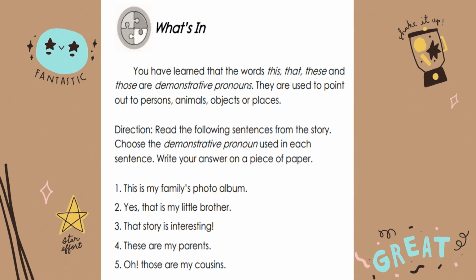For the direction, read the following sentences from the story. Choose the demonstrative pronoun used in each sentence. Write your answer on a piece of paper. Number 1, this is my family's photo album. Number 2, yes, that is my little brother. Number 3, that story is interesting. Number 4, these are my parents. Number 5, oh, those are my cousins.